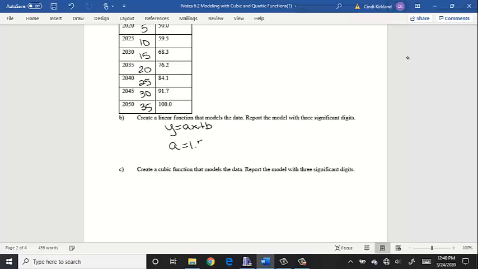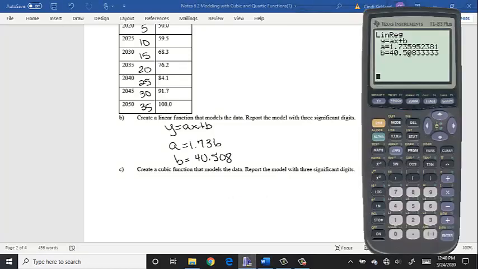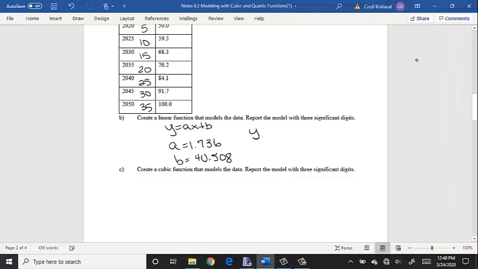In this case, a is going to be 1.736, and b is going to be 40.508. Pulling back up the calculator to verify my rounding, if you look at the third decimal place, which is a 5, we look to the right, so that is going to round up to a 6. The 8 in 508 is going to stay the same. So our linear function is y equals 1.736x plus 40.508.